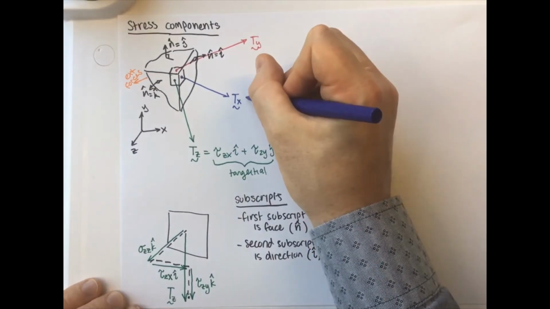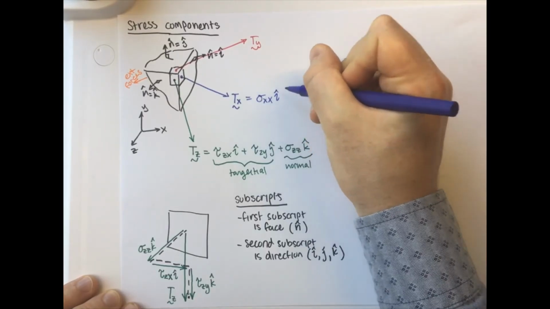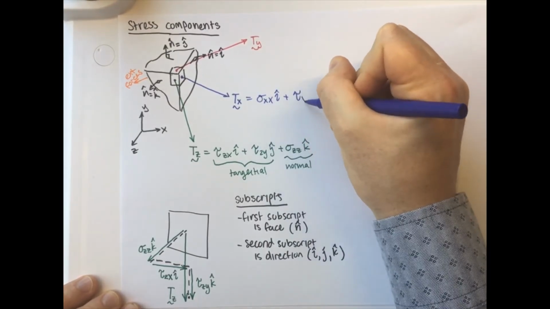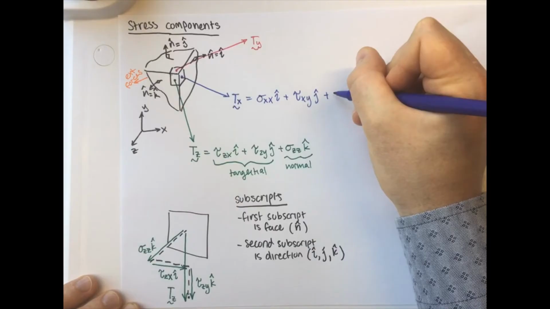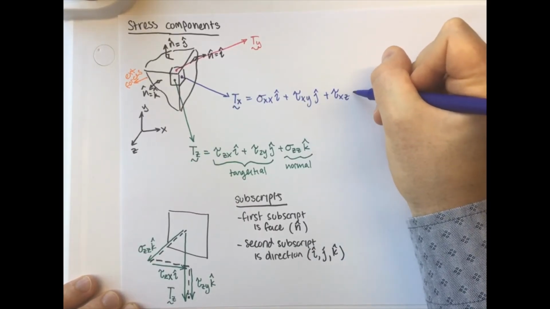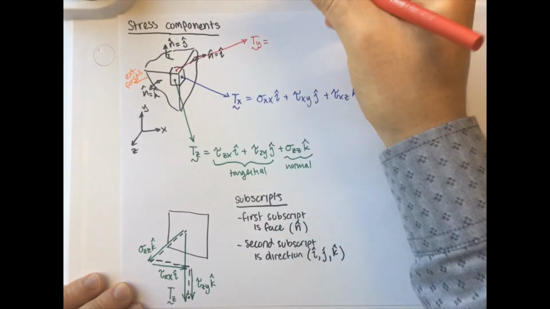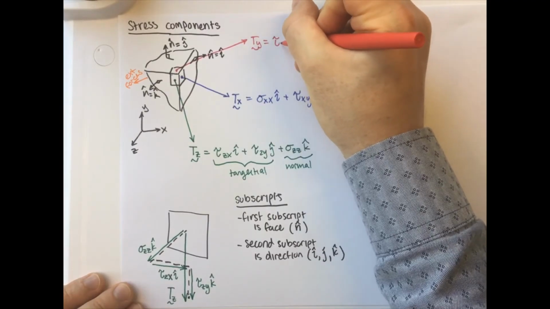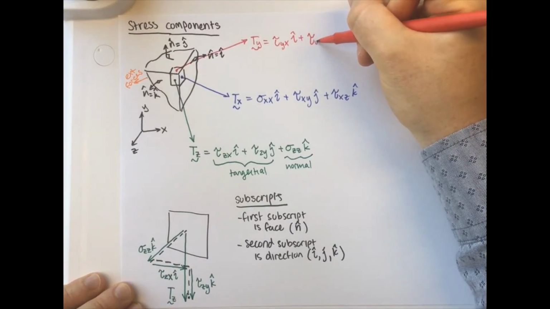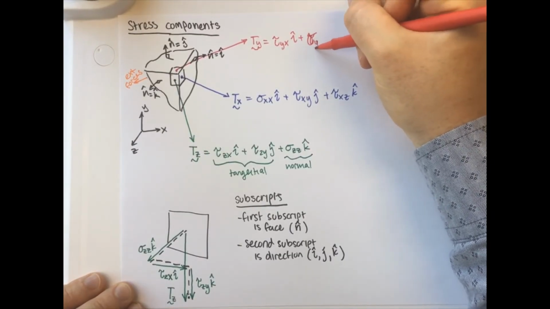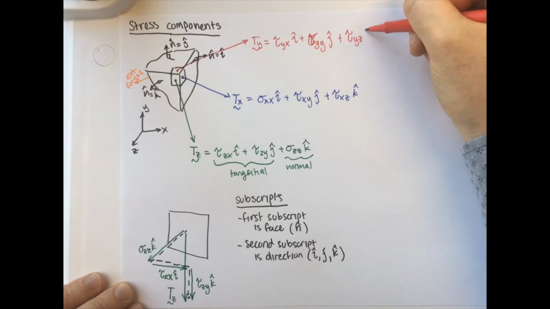Okay, so now we can do the same thing for tx. That's going to be sigma xx, so that's the normal component, i hat plus tau xy j hat plus tau xz k hat. And we'll finish up on the y side, so that's tau yx i hat plus sigma yy j hat plus tau yz k hat.